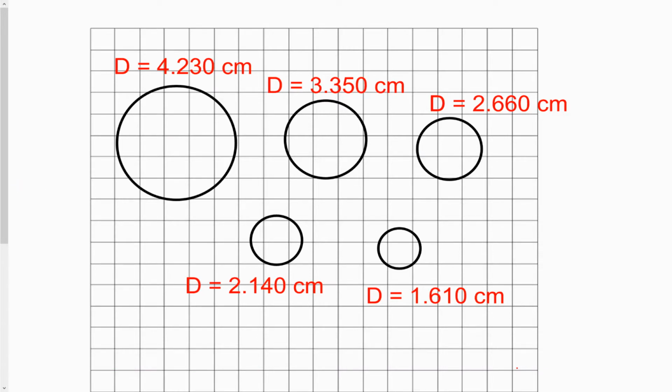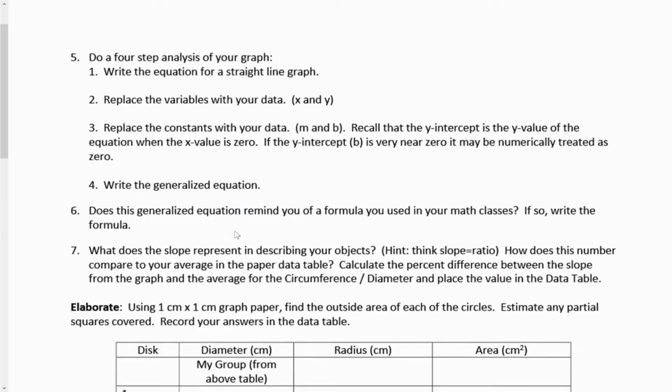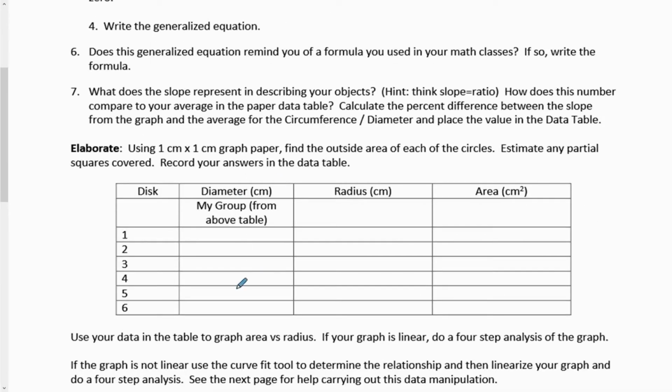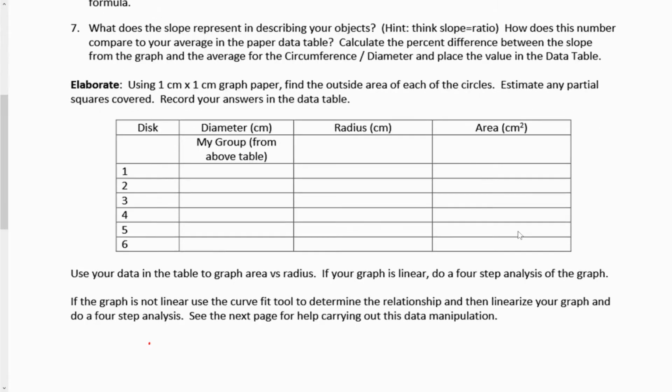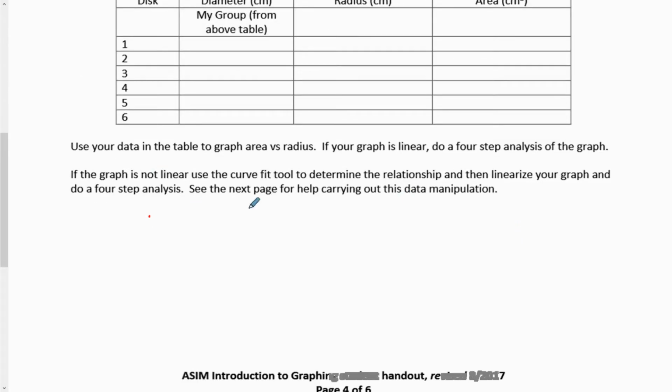Now, we want to move on. In your data table, you can see you've got a diameter, a radius, and an area column. I've already made these measurements myself. And what you're being asked to do is make a graph of area, which the unit should be centimeters squared, since each of those little cells on that graph paper was a centimeter, versus radius, also measured in centimeters.